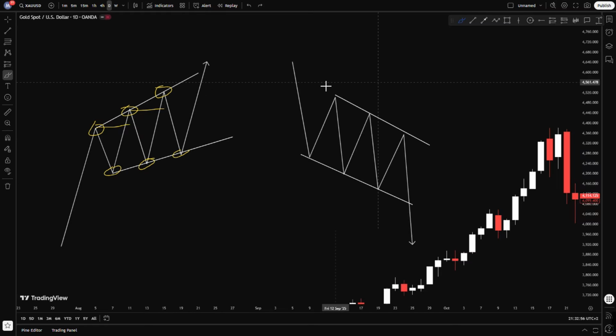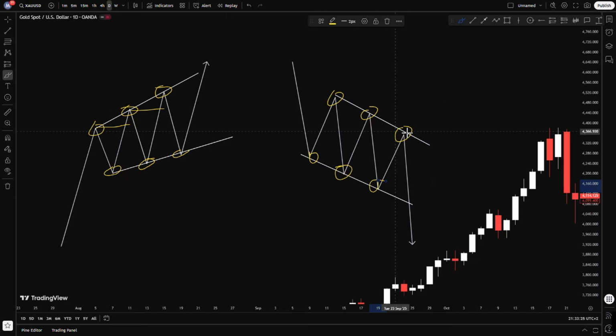So now let's take a look at a downtrend. This is a downtrend, or a bearish structure. In a bearish structure, price makes lower highs and lower lows. So price makes what? Lower highs and lower lows. I hope this makes sense.